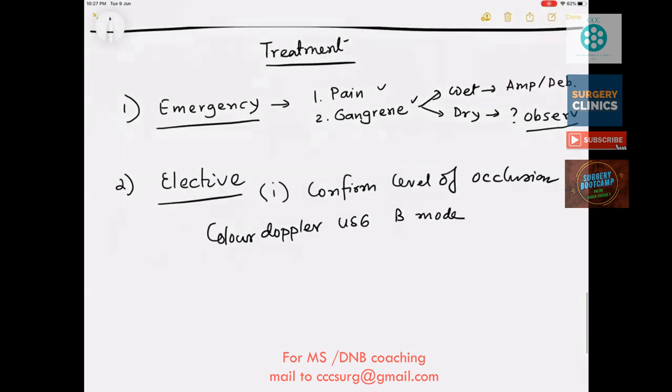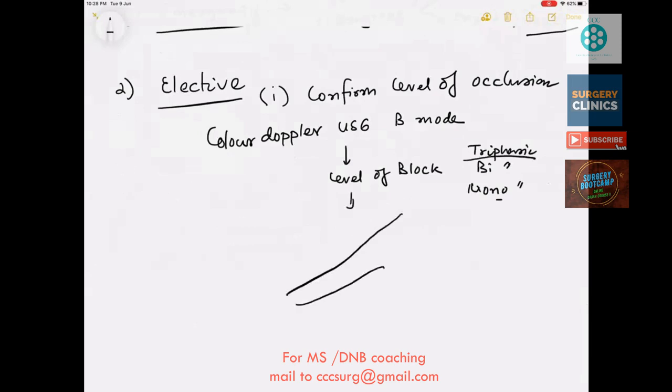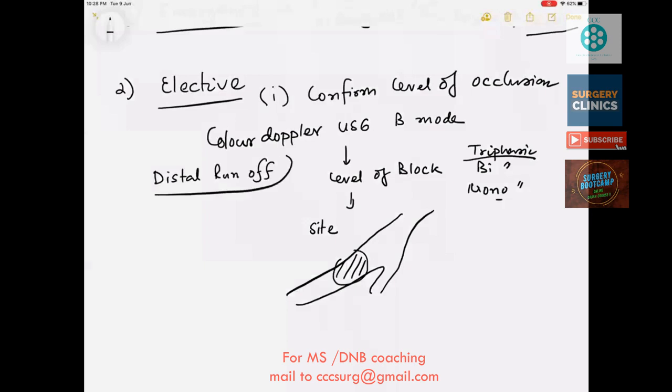Now, the color Doppler ultrasound in B mode, remember, will show you the level of block by talking about triphasic, biphasic, and monophasic. And remember that we see the difference between tri and bi. Then it will show you the approximate site of occlusion. So it tells you the site, but what it cannot tell you is the effect on the vessel distal to this, called the distal runoff. So this is something that a color Doppler cannot tell you.